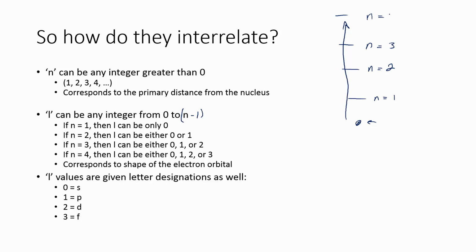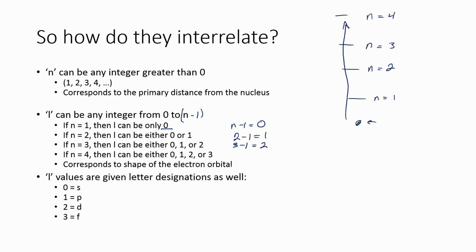Now l can be any integer from 0 up to n minus 1, so 1 less than n. So when n equals 1, n minus 1 equals 0, so we go from 0 to 0, which basically means l can only be 0. Now if n equals 2, 2 minus 1 is 1, so l can be 0 or 1. For n equals 3, 3 minus 1 is 2, so we can have 0, 1, or 2 as the value for l, and so on.